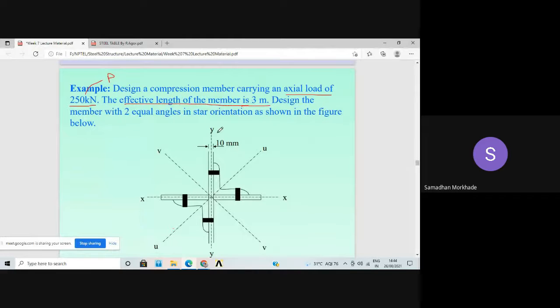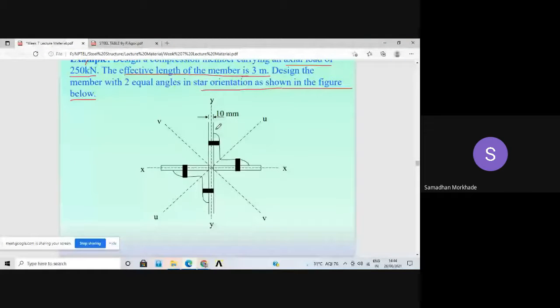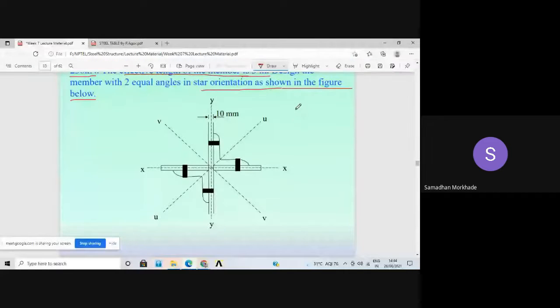Design the member with two equal angles in a star orientation. Normally it is not given, but you have options. The same problem you can solve like this. This is the condition given, star orientation, where the angles are placed like this. The second case you are going to solve like this also.